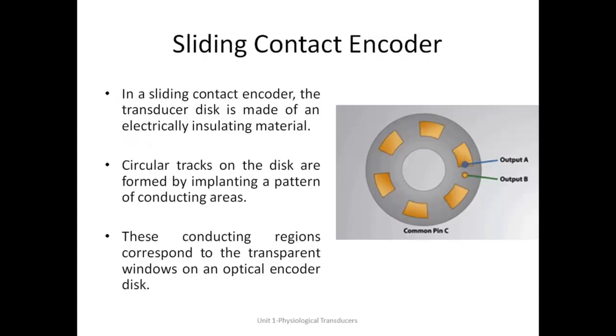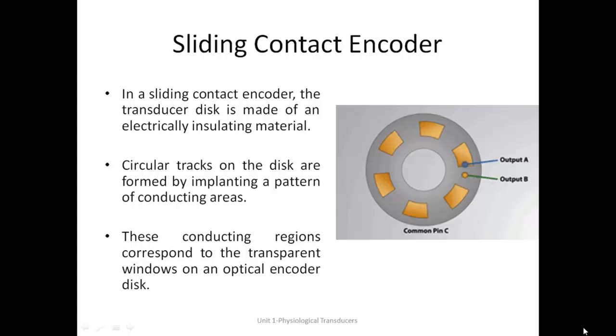Then the third one is the sliding contact encoder. This is very useful when it comes to making your measurements directional sensitive. This is made up of a disk. You can see in the figure, this disk is made up of some electrically insulating material.